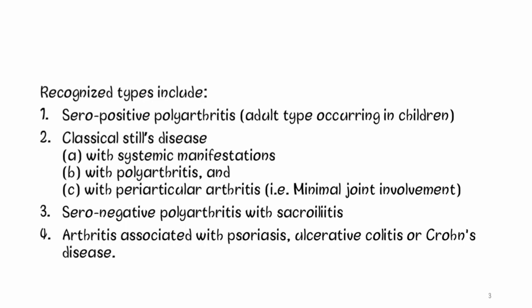Then the third subtype is the seronegative polyarthritis with sacroiliitis. Here, the antibodies like RF and anti-CCP are absent. And this type often involves the axial skeleton, especially the spine and the sacroiliac joint. Then the fourth one is arthritis associated with psoriasis, ulcerative colitis, and Crohn's disease. This type of arthritis occurs with involvement of other systems. Like in the integumentary system, there can be psoriasis, or in the lower GIT diseases, we have ulcerative colitis or Crohn's disease. So arthritis is going to occur with the involvement of these systems.